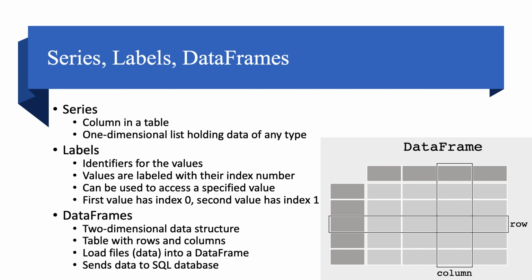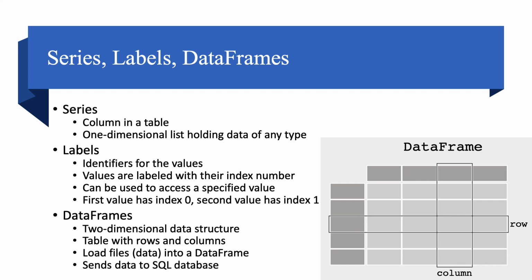Now there are some new terminologies that we need to learn about when working with Pandas. I picked the 3 most common terms, which are series, labels, and data frames. So a Pandas series is like a column in a table. It is a one-dimensional list holding data of any type, like strings and integers.